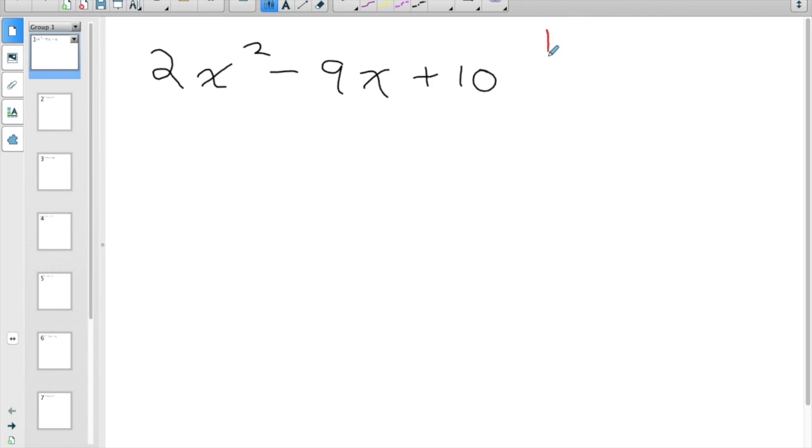All of these methods start off the same way. We take our A, which in this case equals 2, and our C, which in this case equals 10, and we multiply them together. So our AC is 20. We then have our B value, which in this case is negative 9.